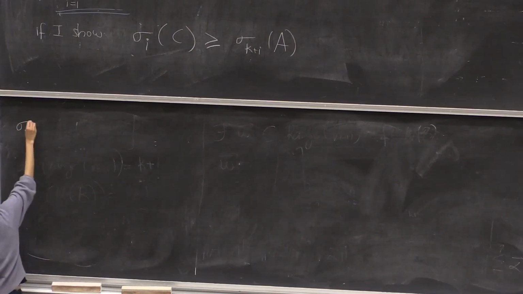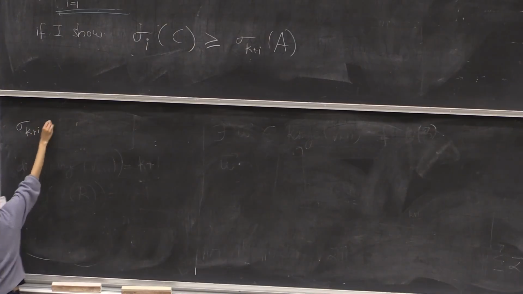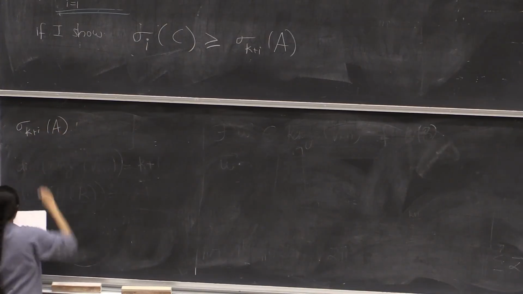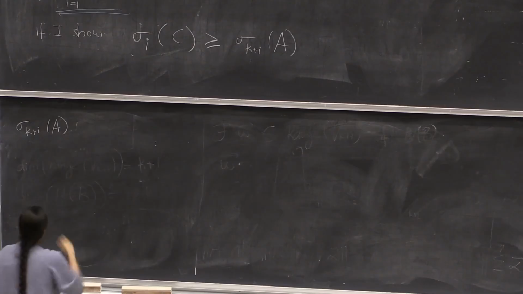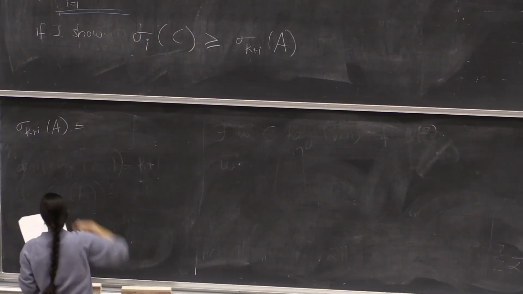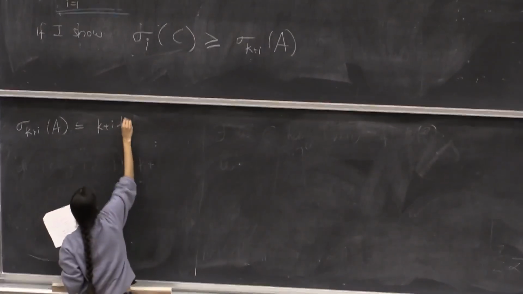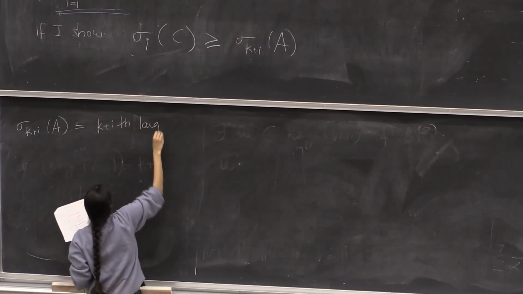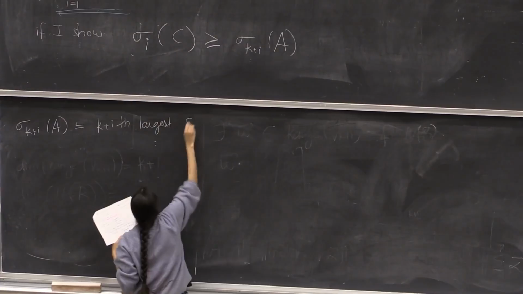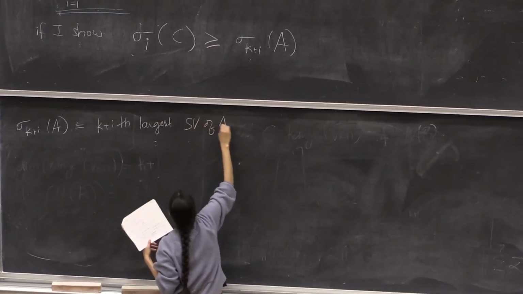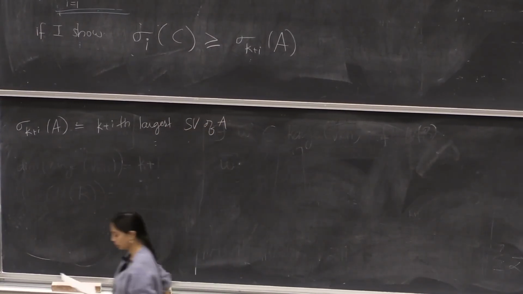So let's think about this sigma k plus i of A. I can think of this as basically the k plus ith largest singular value of A. Nothing special there, we know that.